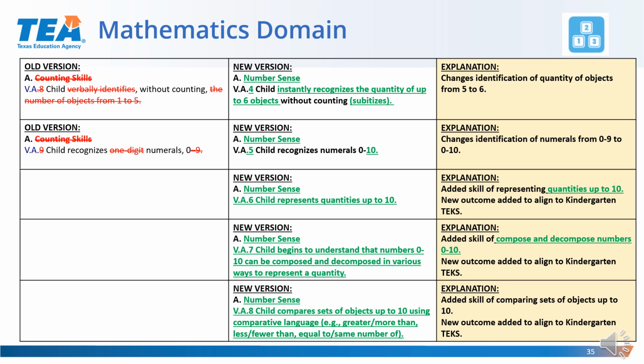5A6 was added to provide scaffold and alignment to kindergarten standards. This outcome is representing quantities up to 10. 5A7 is another skill that has been added to align with the kindergarten standards. This outcome focuses on the skills of composing and decomposing numbers 0 to 10. 5A8 adds the skill of comparing sets of objects up to 10.